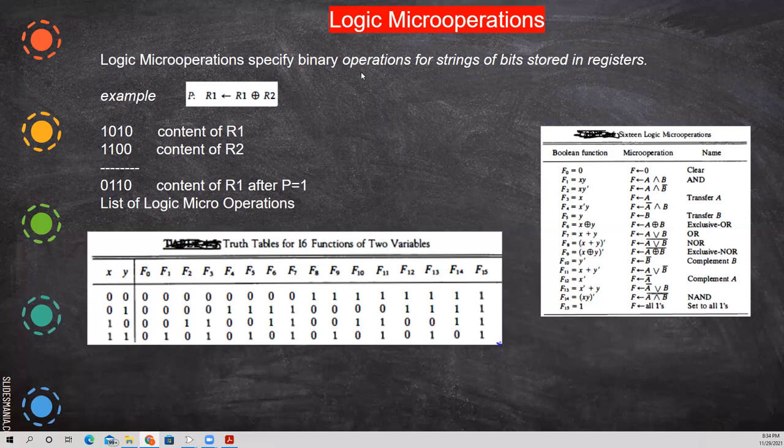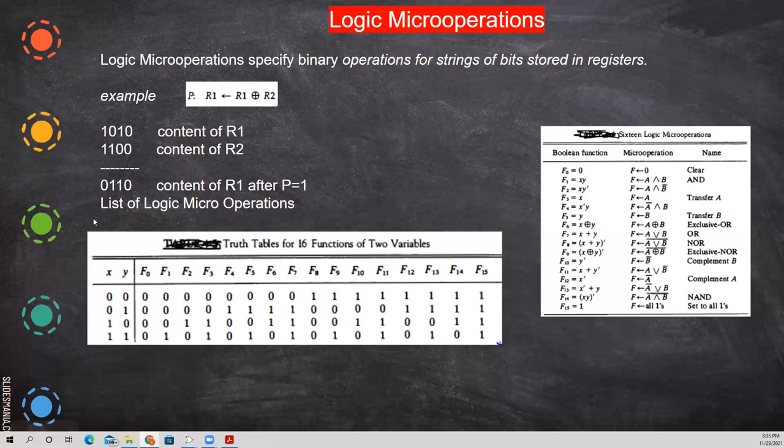Logic micro operations specify the binary operations for strings of bits which are stored in the registers. Suppose register R1 is having some data and R2 is having some data. You want to do the XOR operation, then you have to represent it with this symbol. And then after this, R1 and R2 are XORed, and they will be stored back in R1. That is the meaning of this under the condition P. Okay. So this is the meaning of this micro operation, this equation.